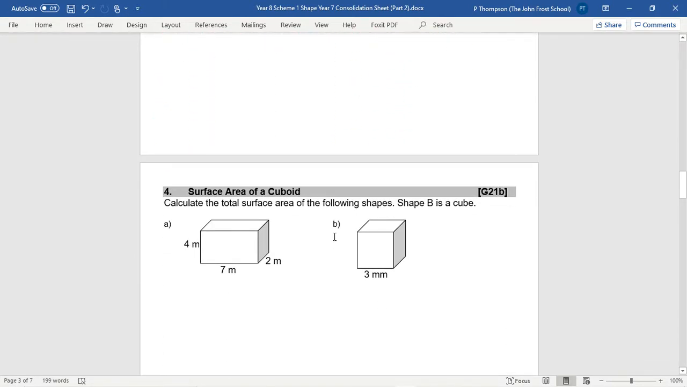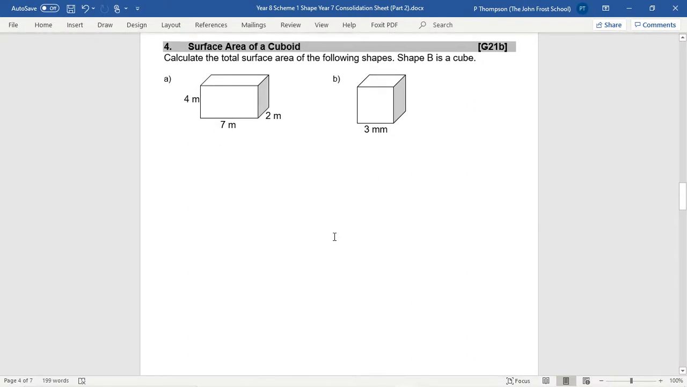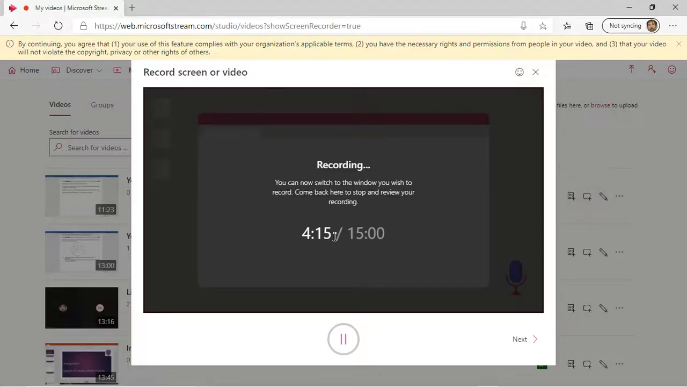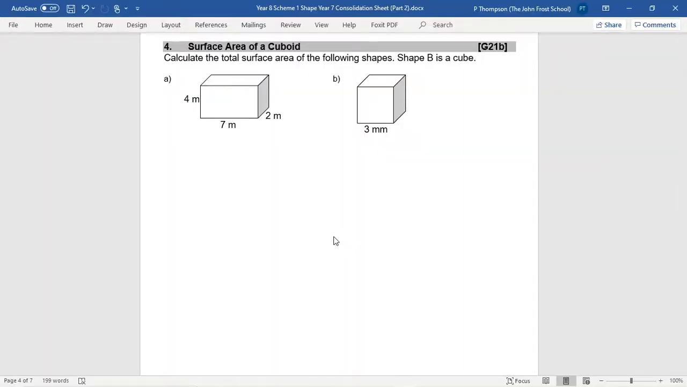And then question 4. Right, the surface area of a cube. I'll just do a quick time check to make sure I'm not running over time. No, I'm doing great. Remember the surface area is the area of all the faces on these shapes. Remember with a cuboid, there's 6 faces. You've got the front face, the back face, the top, the bottom, and then the 2 sides, which I call the right-hand side and the left-hand side.